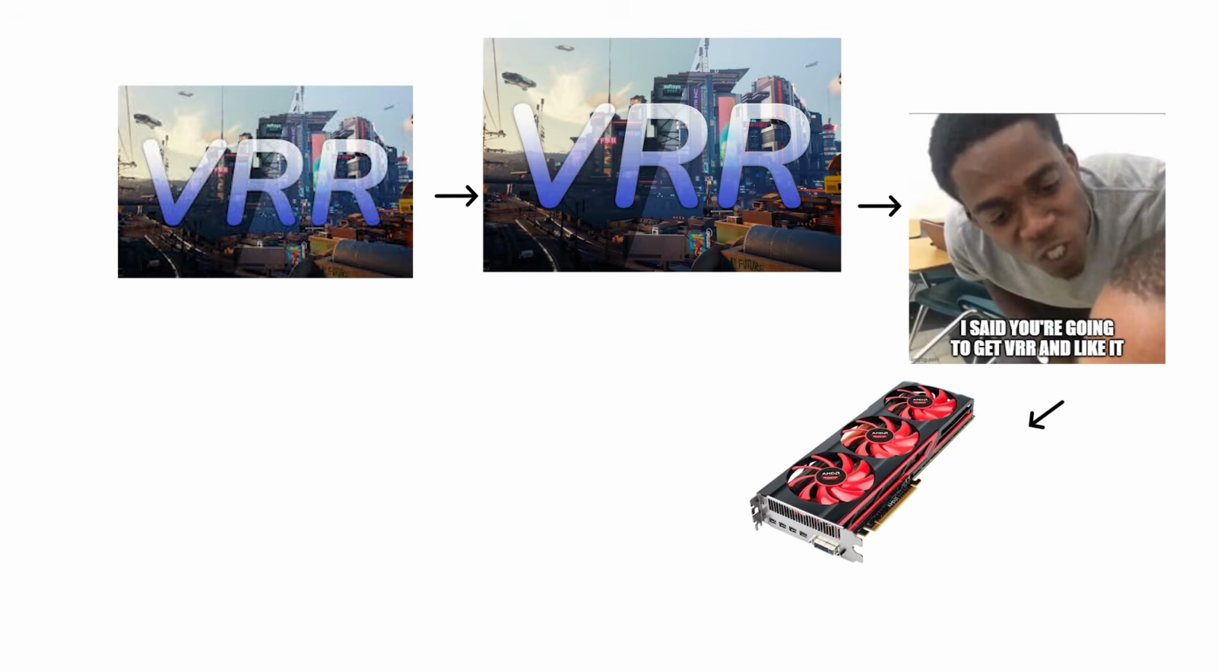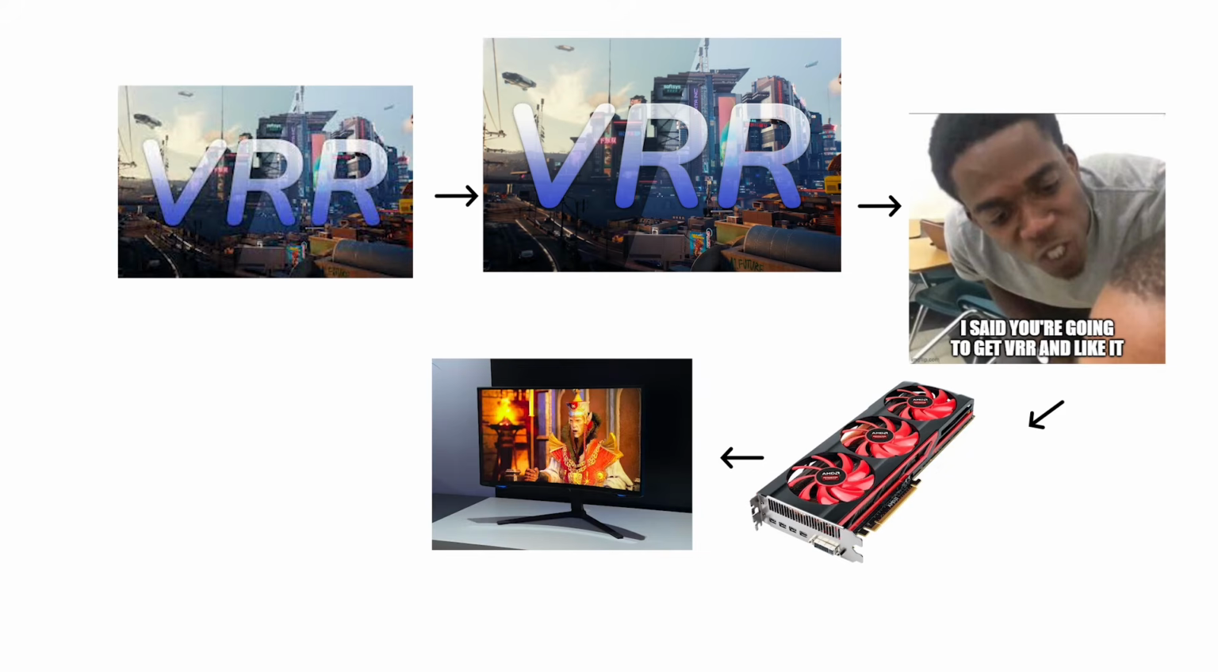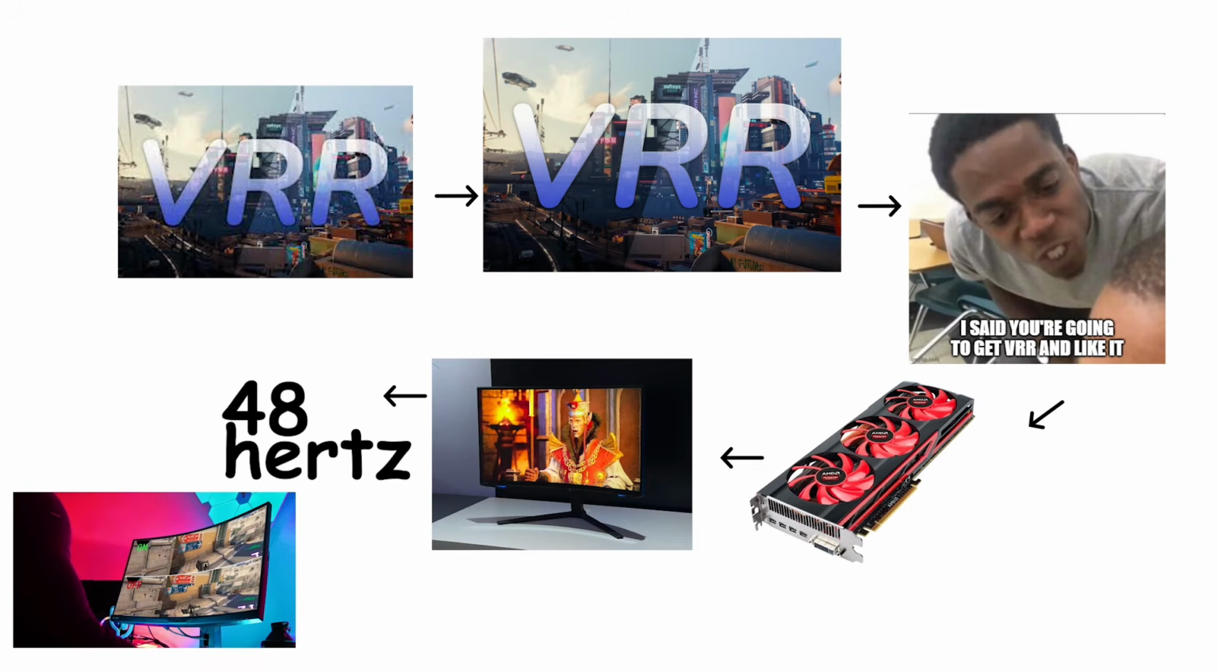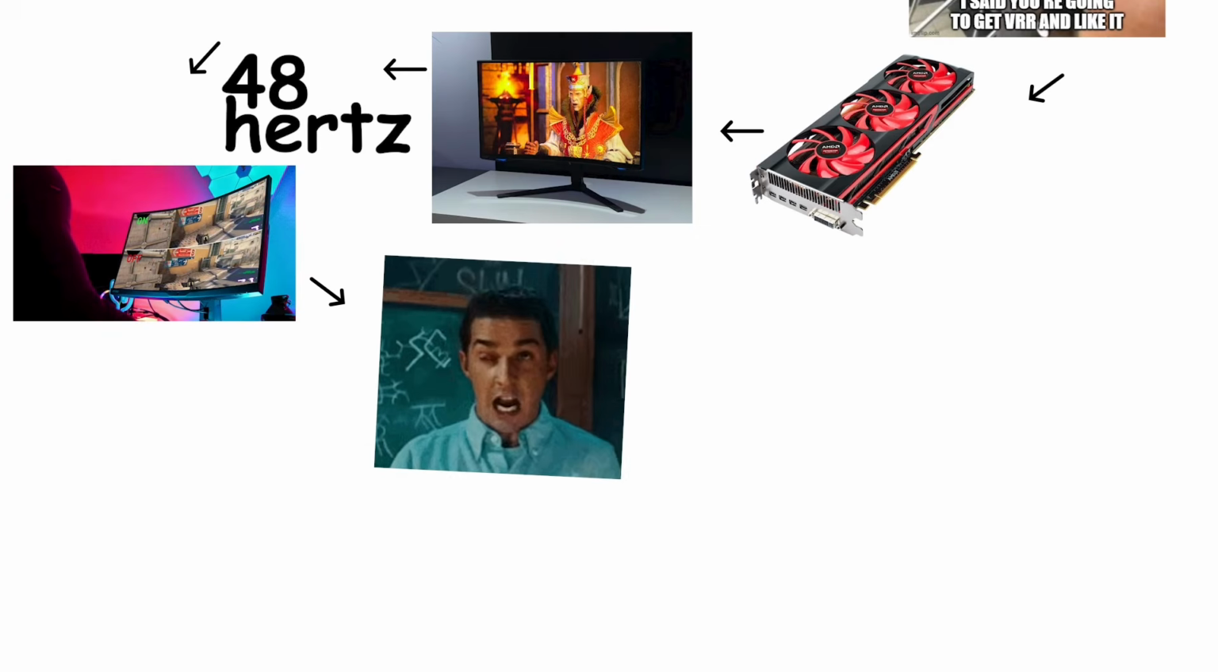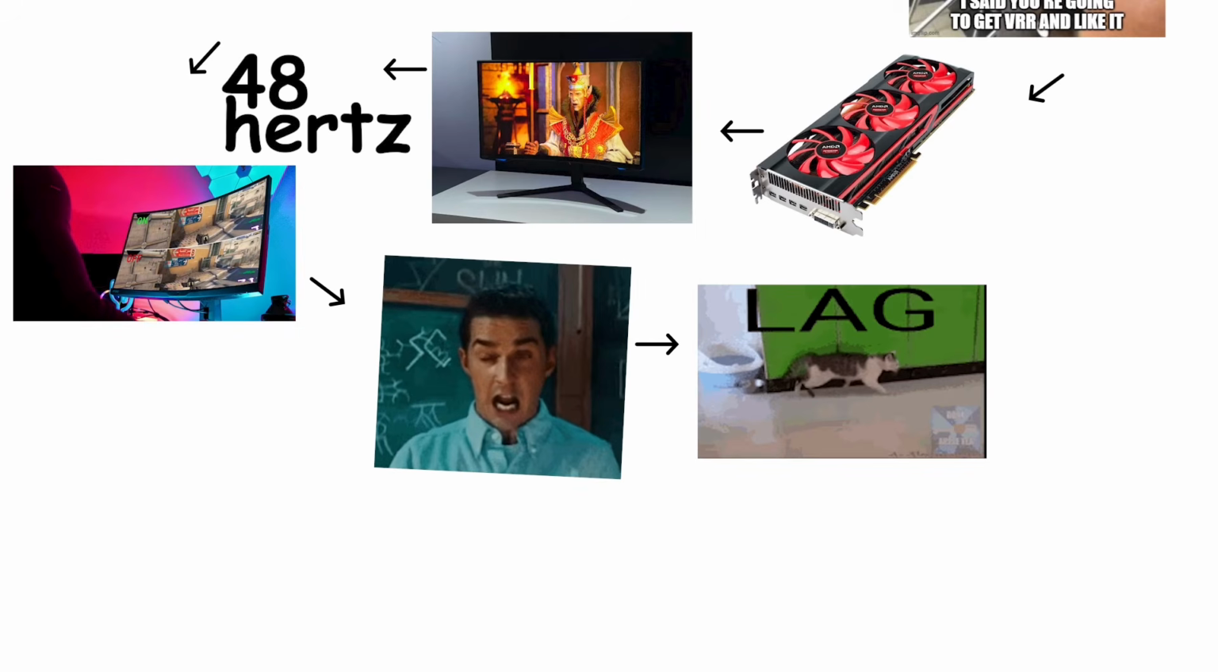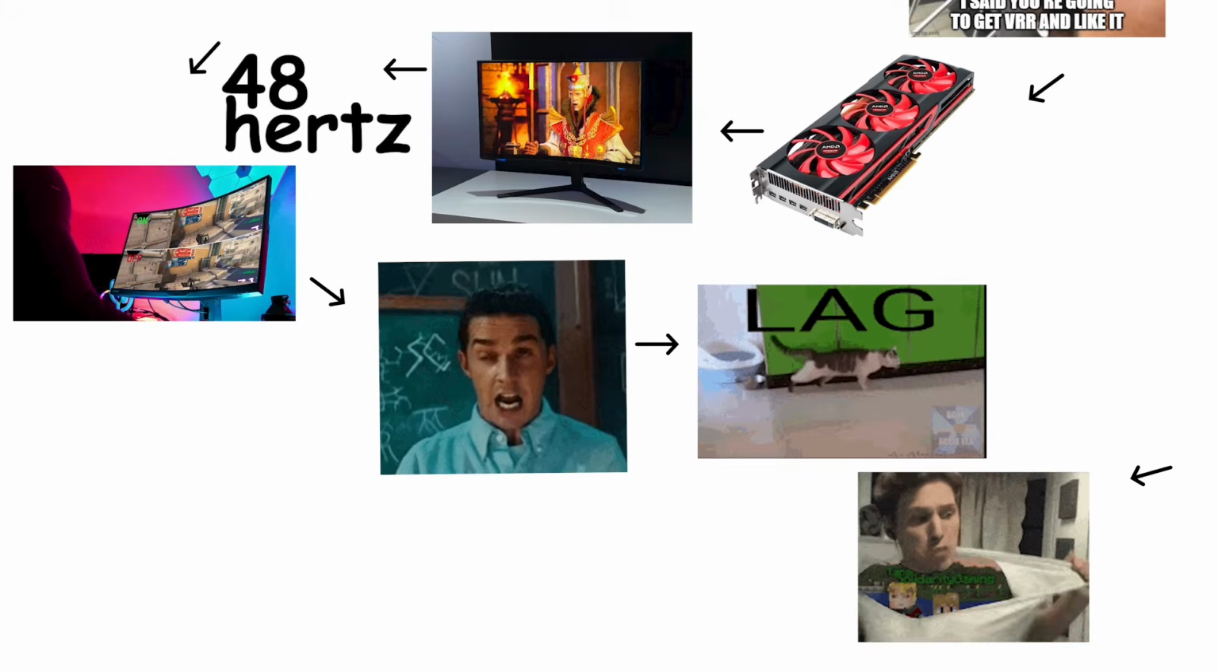If your GPU drops below the monitor's minimum VRR threshold, say 48 Hz, the display may double frames to maintain synchronization. This prevents stutter, but it can introduce a tiny bit of lag. Still, it's far less disruptive than tearing.